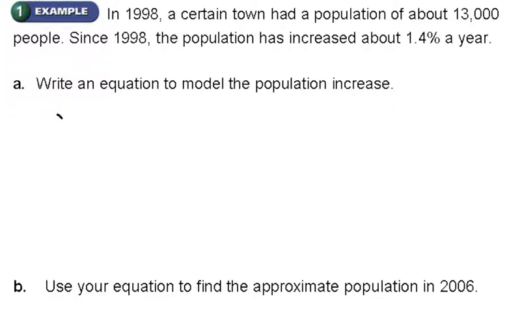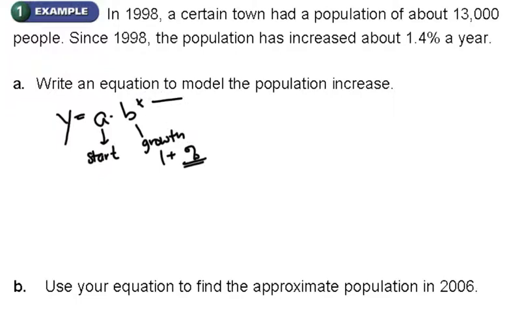In 1998, a certain town had a population of about 13,000 people. Since 1998, the population has increased about 1.4% a year. Write an equation to model the population increase. Okay, so the general formula is y equals a times b to the x. This is our starting amount, what we begin with, and this is our growth factor. Remember, that's going to be 1 plus whatever the percentage is, but we have to convert that percentage into a decimal. And then x would be the number of times.